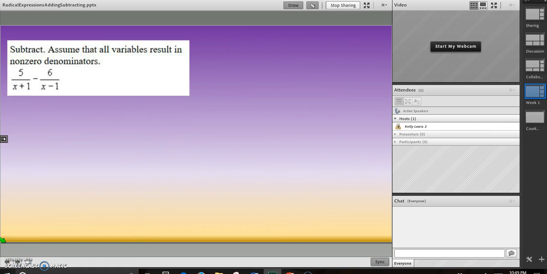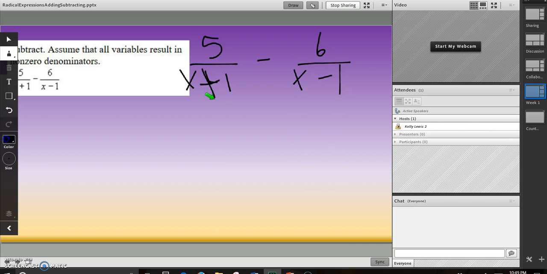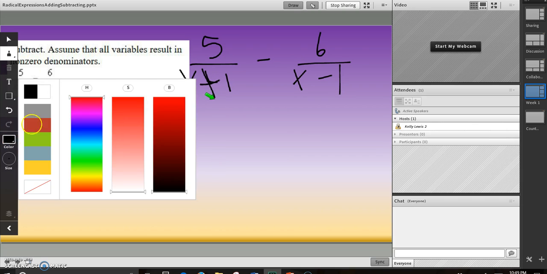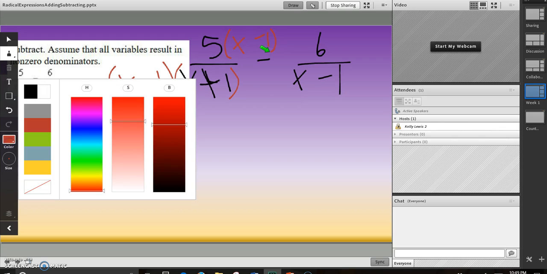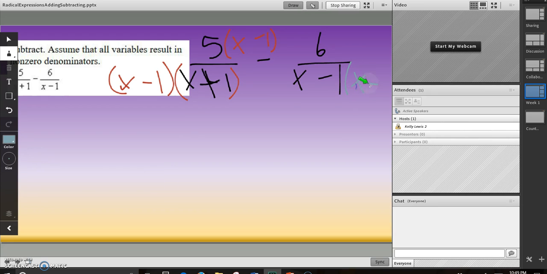Let's look here. All right, they're two totally different. Okay, and when they're two totally different and they don't have anything in common, then I can multiply the first guy by the second guy, and the second guy by the first guy.